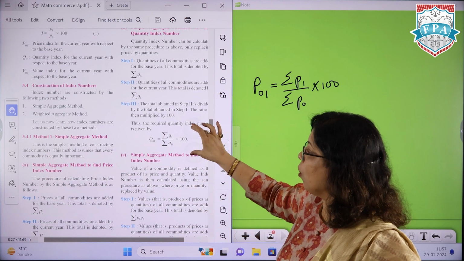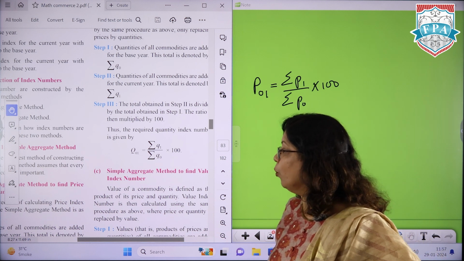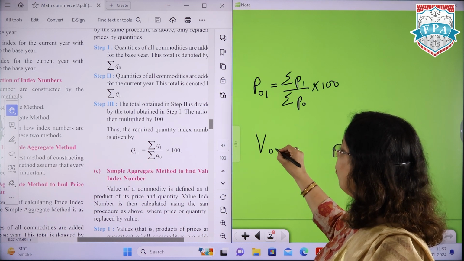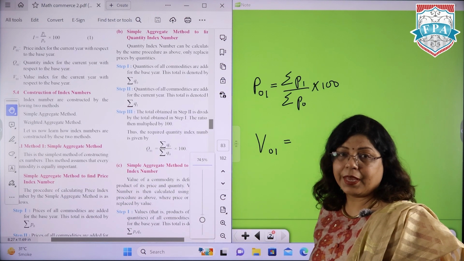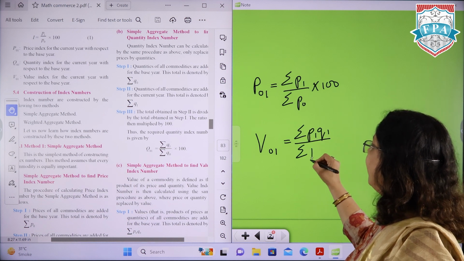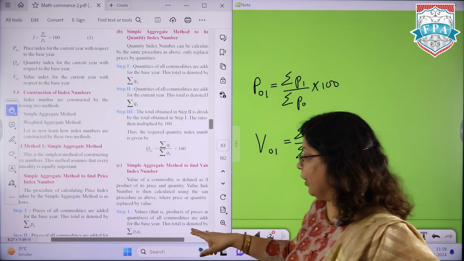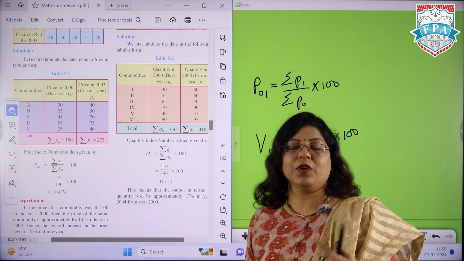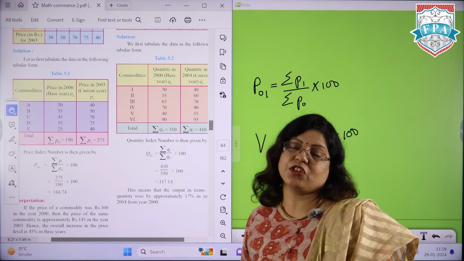Same thing we go with for the quantity. You can see this Q01 is sigma Q1 upon sigma Q0 into 100. This can also be used for the value. Now when we talk about value, we can only calculate it when we multiply price with the quantity. So then we get sigma P1 Q1 upon sigma P0 Q0 multiplied by 100. So this will give you a value index. This is exactly the basic of the index number, which will help you in finding out the change in the value of the variables which is given to you.